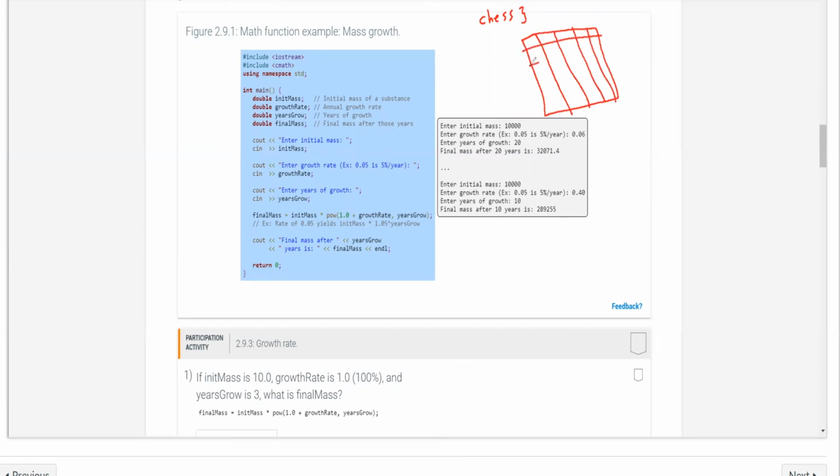6 rows, 6 columns. Well, it has to be 8 by 8. Okay. Oh, 8 by 8. Yes. So 8 by 8.